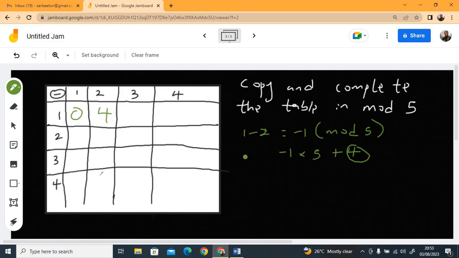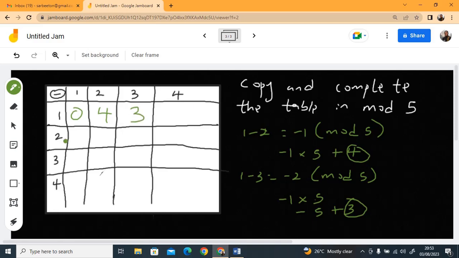Now 1 minus 3 is minus 2. 1 minus 3 equals to minus what? Minus 2. Now you know it's mod 5, so I can still do the same thing. I can still multiply it by minus 1, times 5. Minus 1 times 5 is minus 5. So what am I going to add to minus 5 that will give me minus 2? If I add plus 3 to it, it should give me minus 2. So this 3 is my answer. So I'm going to write 3 here.